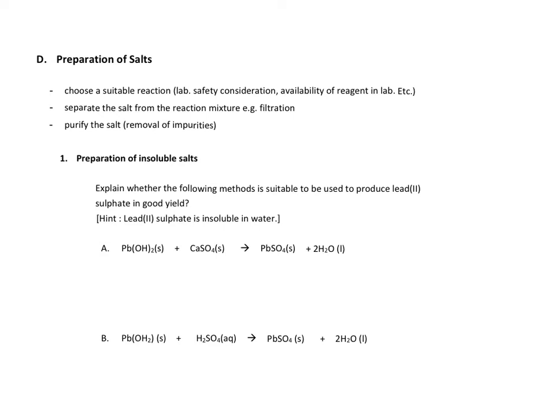Good morning, class. In this video, we will think about some methods to prepare a salt. To prepare a salt, we need to find a suitable chemical reaction. We need to consider lab safety, and whether the reagent is available in the laboratory or not. In addition to the chemical equations, we also need to think about the separation method, whether we can obtain the salt from the reaction mixture very easily, and what kinds of impurities may be present in the reaction mixture.